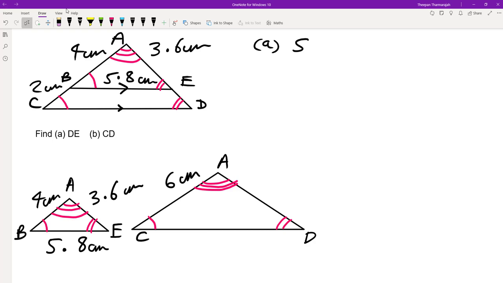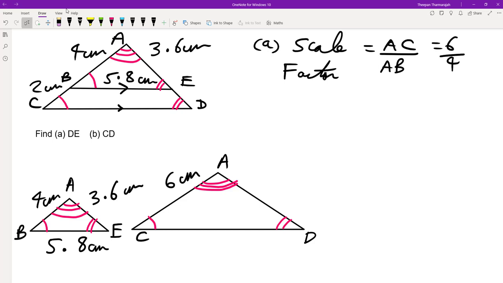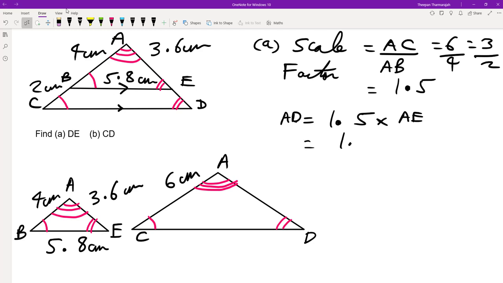Now we need to work out our scale factor. So our scale factor is just going to be AC divided by AB, which is 6 over 4, which is 3 over 2, which is basically 1.5. So now that we've got our scale factor, we can work out what AD is. Well, AD is just 1.5 times the length of AE. So 1.5 times 3.6.